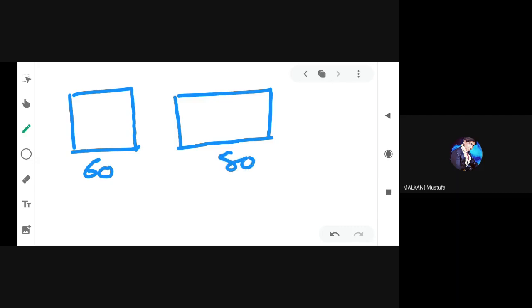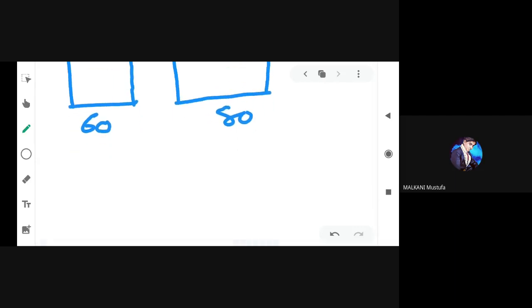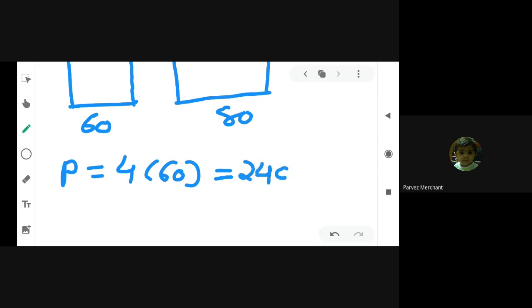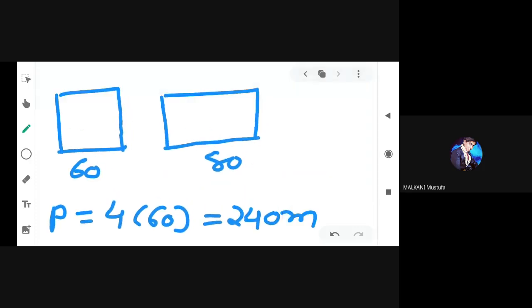Okay. Now please tell me, if the side of a square is 60 meter, then what is the perimeter of the square? 4 into 60. Yes or no? Yes, sir. So 240 meter is the perimeter of the square. Now it is given that the perimeter of the square and the rectangle are equal. So the perimeter of the rectangle is also 240 meter.